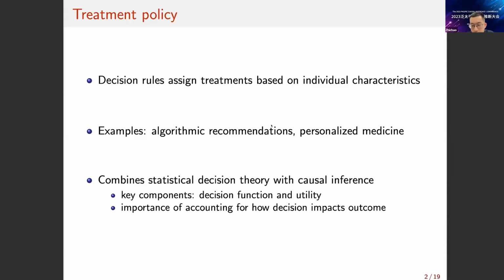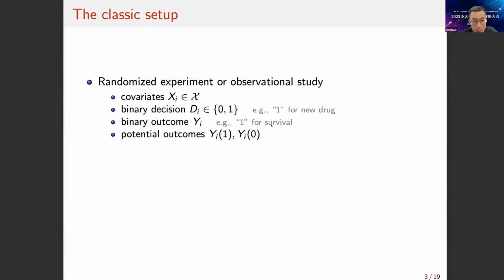In many problems, the outcome can be influenced by the decision. So it's important to take into account how the decision affects the outcome, and this is why causal inference plays an important role. There is a fast-growing literature on policy learning. The classic setup in the literature considers either randomized experiments or unconfounded observational studies.